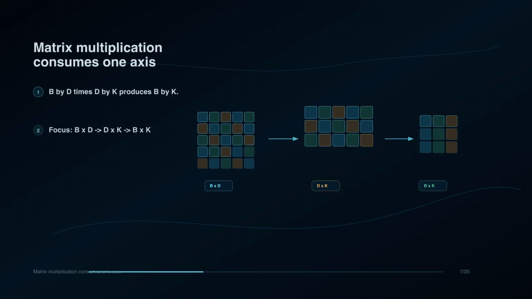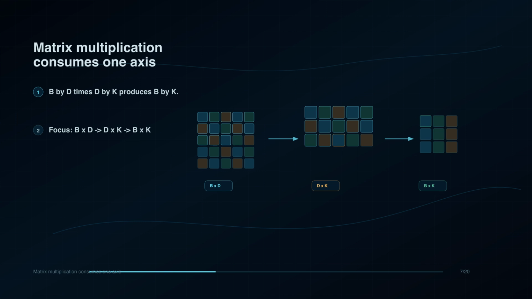Matrix multiplication follows that same rule. Suppose an input matrix X has shape B by D, and a weight matrix W has shape D by K. The shared D dimension is consumed by multiplication and summation. The result has shape B by K. For each of the B examples and each of the K output features, the operation forms a dot product across D input features. That costs roughly 2 times B times D times K floating point operations, 1 multiplication and approximately 1 addition for each contribution.